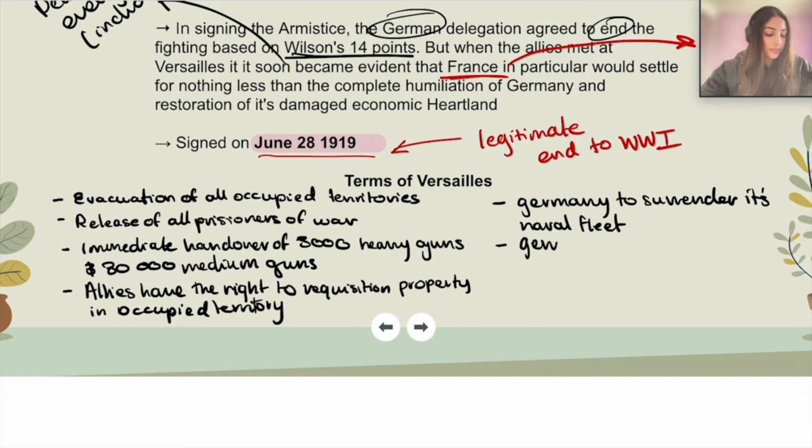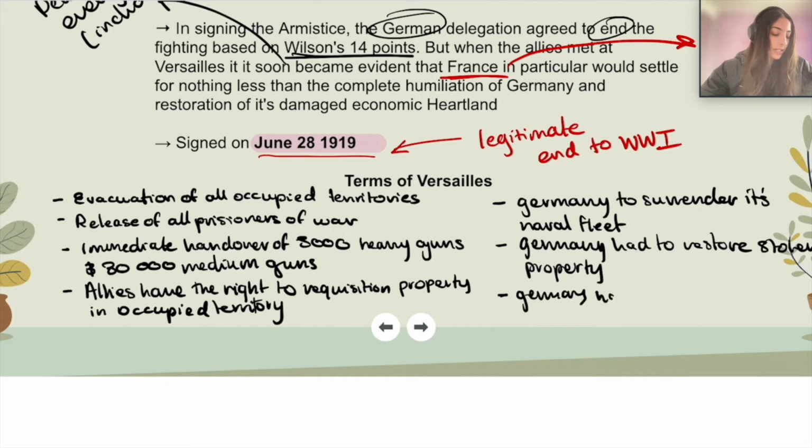Germany had to restore stolen property. And finally, Germany had to accept reparations.